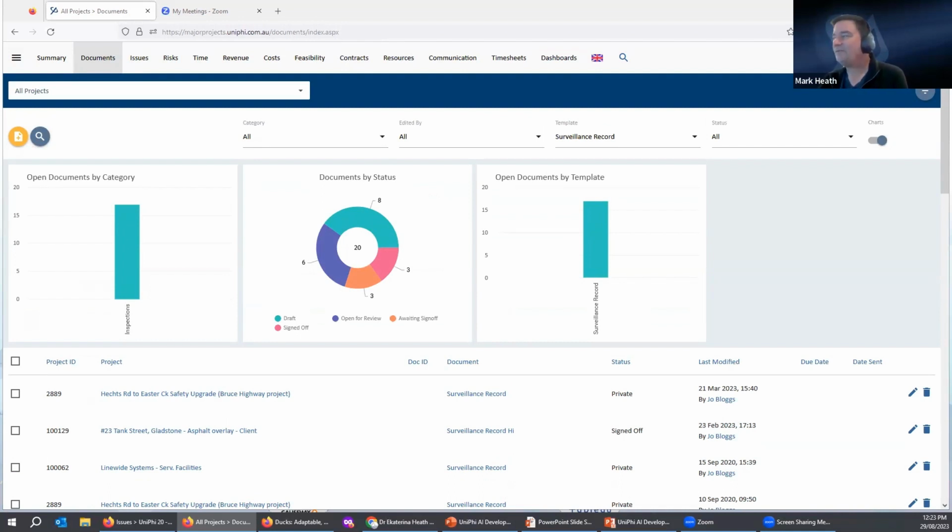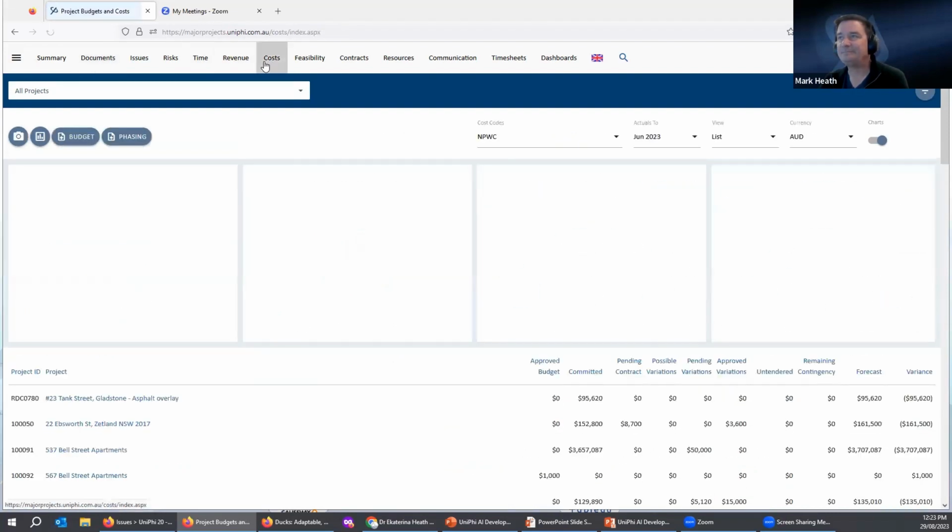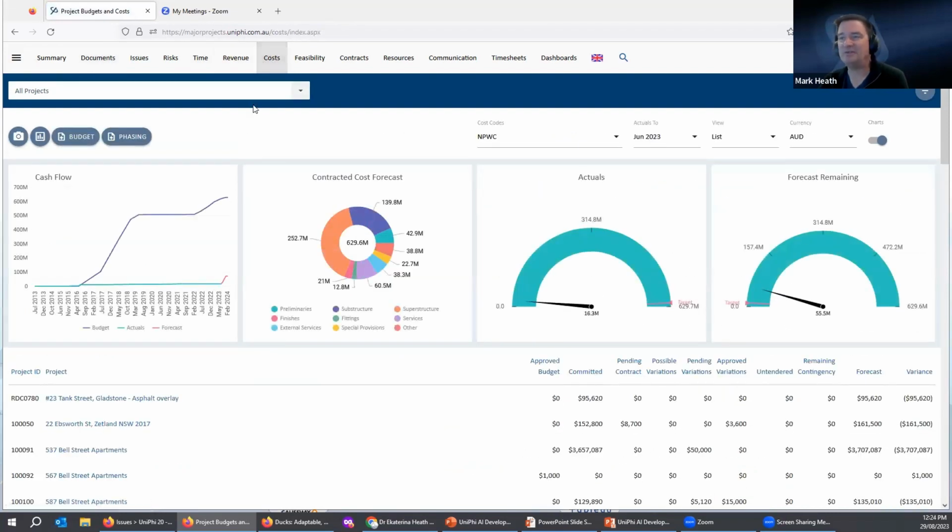So drawing information, photos, and conversations. Then, of course, we've got all of the financial related information as well. So we've got a budget, we've got metrics around that budget, we've got cash flow budget, we've got actuals. Someone asked the other day, my budget doesn't equal the report. And I was like, which budget? There's 7 types of budgets in UniPhi.